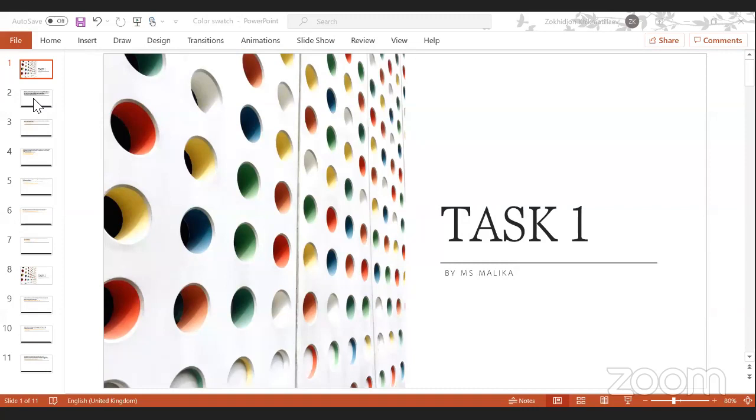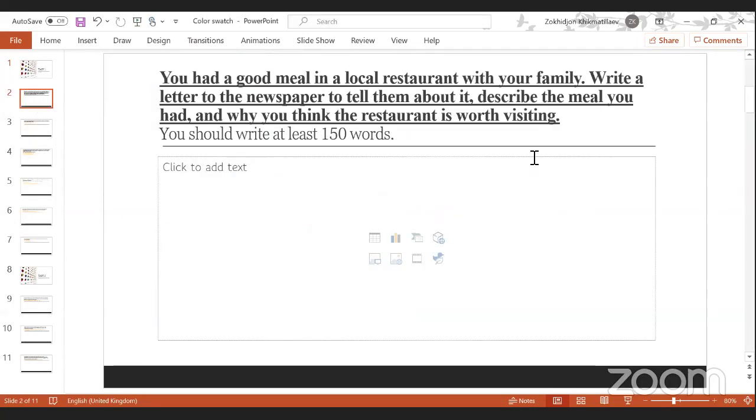Okay, now let's look at the first email question. There it is. Now let's do it together. What kind of information would you include? You had a good meal in a local restaurant with your family. Write a letter to the newspaper to tell them about it. Describe the meal you had and why you think the restaurant is worth visiting.